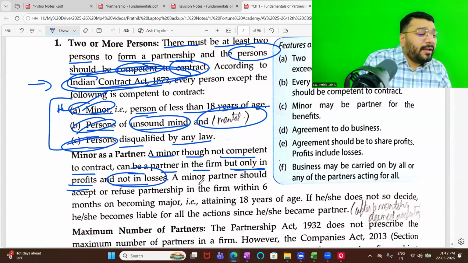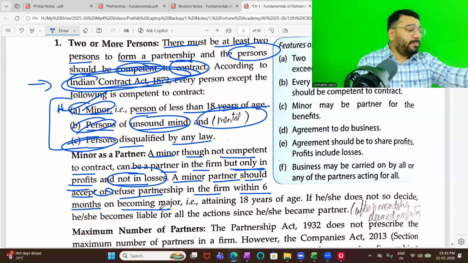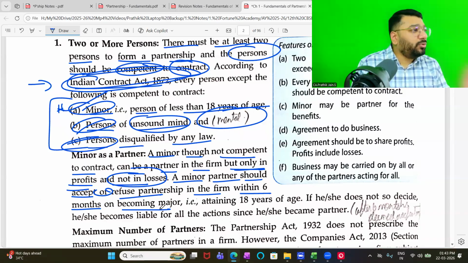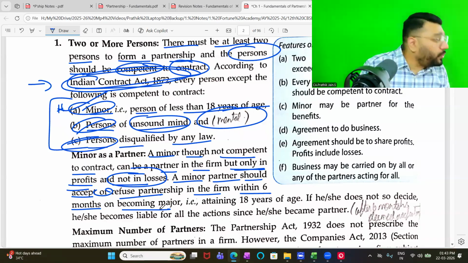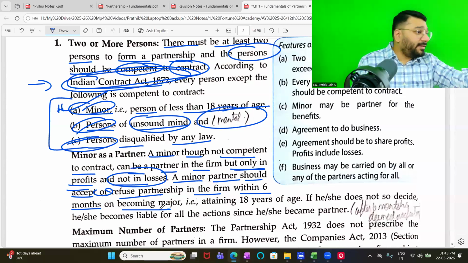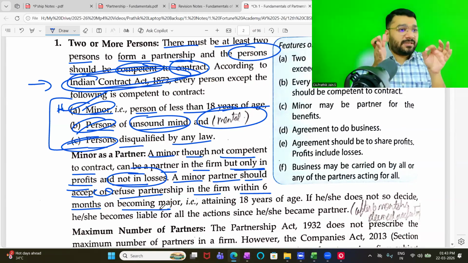Okay, next point. A minor partner should accept or refuse partnership in the firm within 6 months of becoming major. Supreet, when is your birthday? November 8th. Imagine he is becoming 18 years old on November 8th. Am I right? Yes, sir. November 8th.